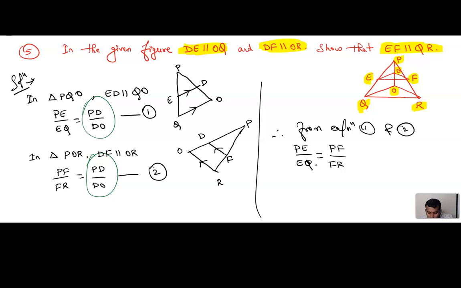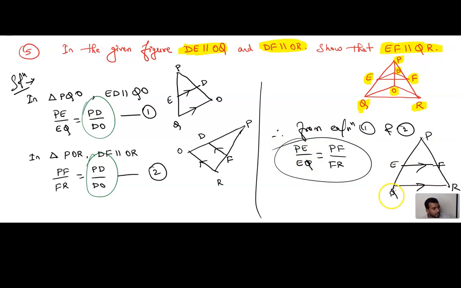Now, see children, where is EF? Now I am drawing this figure. EF is this line. Where is QR? Here. This only we have to prove, no? Shall we join these both? Where it meets? At P. देखो बेटा, when will EF be parallel to QR? When PE by EQ is equal to PF by FR. अगर PE by EQ and PF by FR दोनों equal रहे तो EF is parallel to QR, right? Can you see now here?